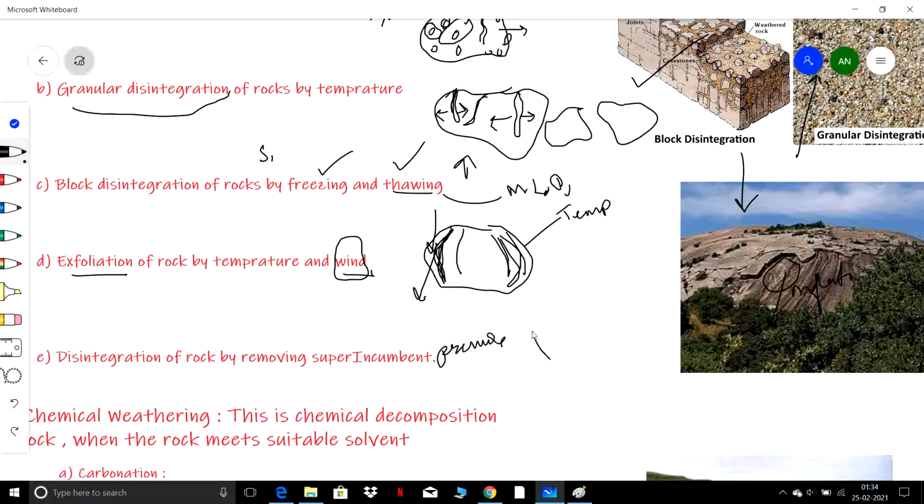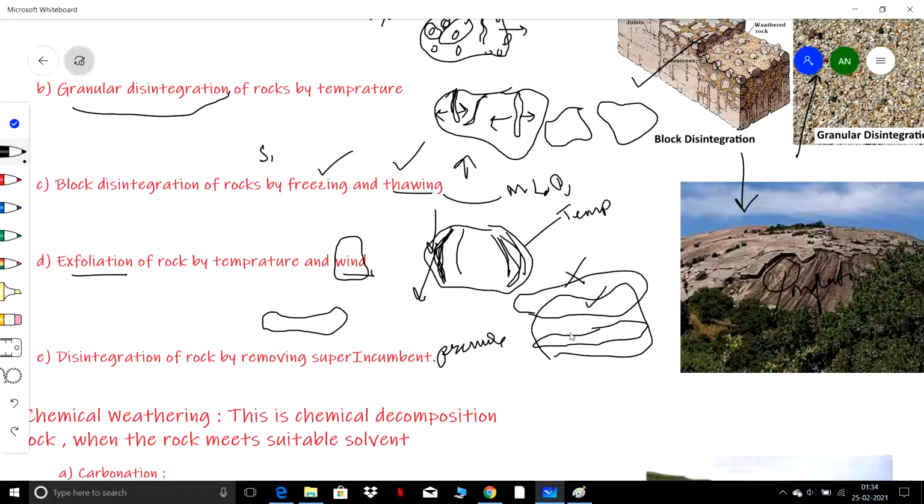What is this? Suppose a rock is like this. As we all know, this layer of the rock will have higher pressure when compared to this layer. So due to higher pressure, it will be contracted. When, due to denudation or exfoliation or granular disintegration, this part of the rock is removed and it becomes like this, this layer of the rock will be like here, right? So due to removal of superincumbent pressure, this layer of the rock expands, okay, due to removal of pressure.